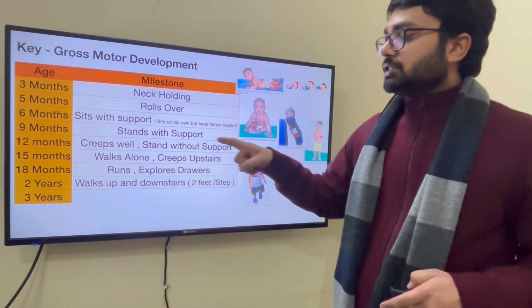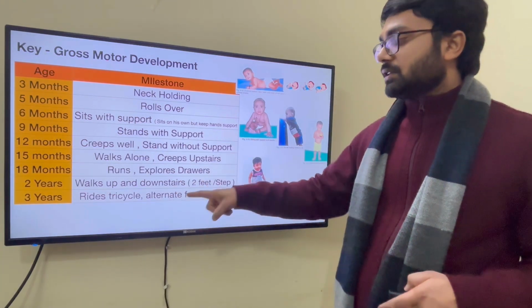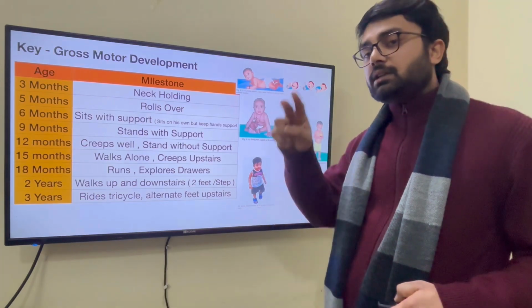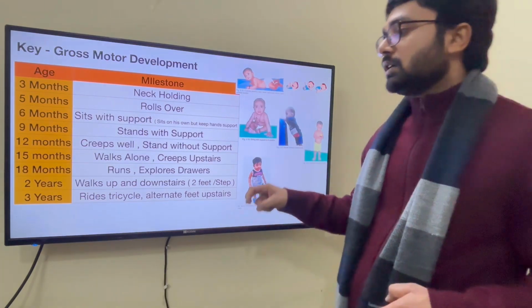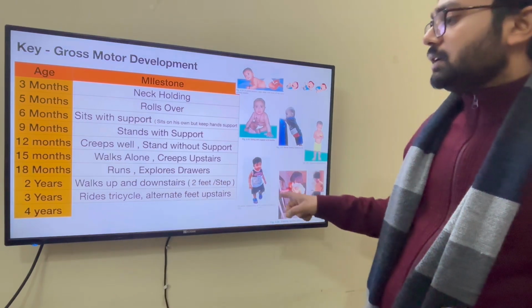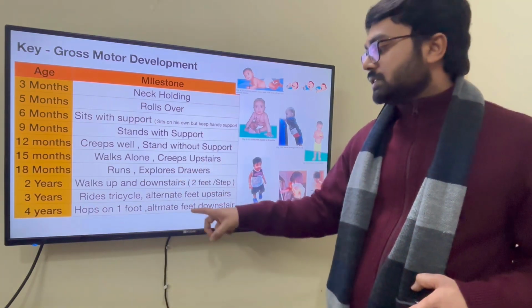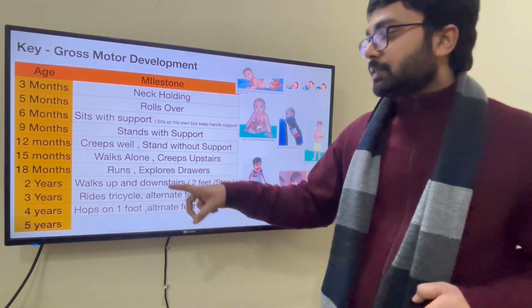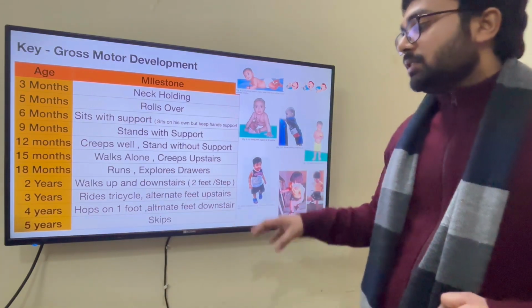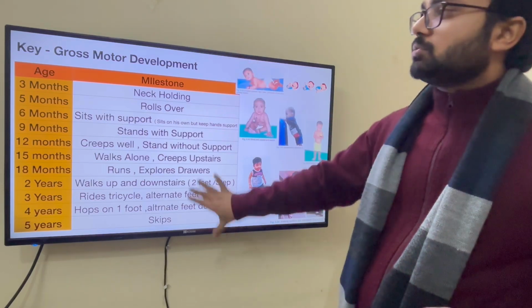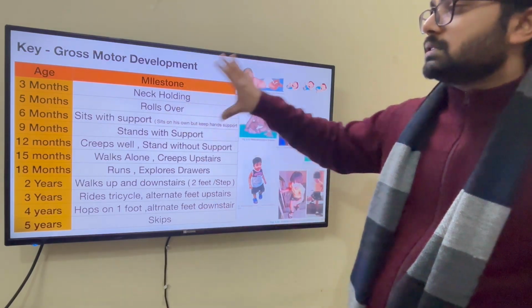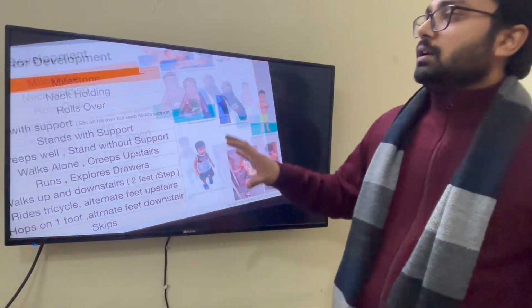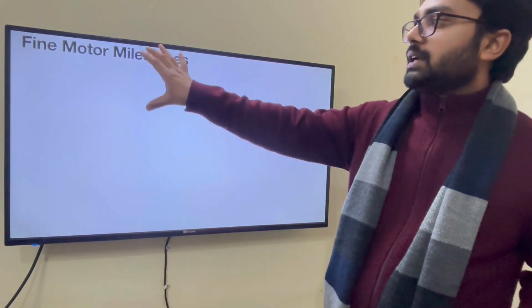At 3 years, the child is able to ride a tricycle. He alternates feet upstairs. So going upstairs is a little easier than coming downstairs. At 4 years, the child is able to come downstairs with 1 foot per step, and he can hop with 1 foot. At 5 years, the child is able to skip. So these are the gross motor development. The gross means the proximal muscles are mainly involved. Now let's see the fine motor milestones.